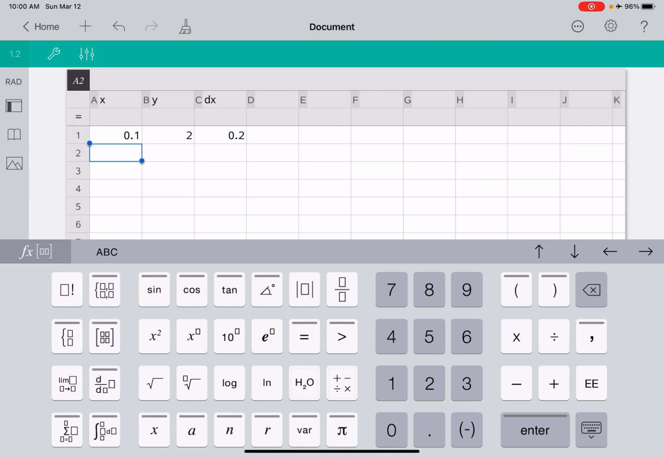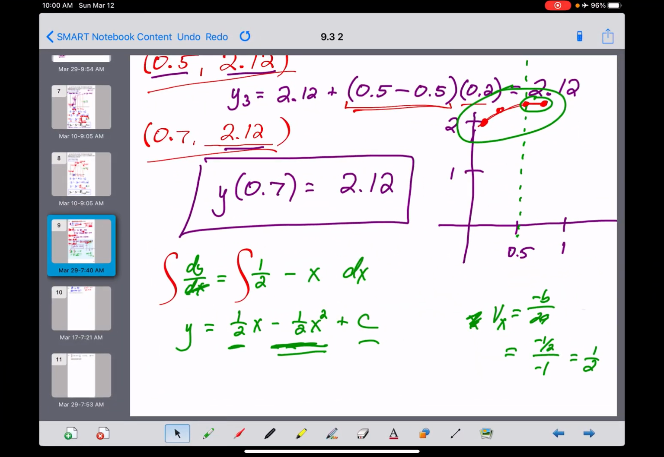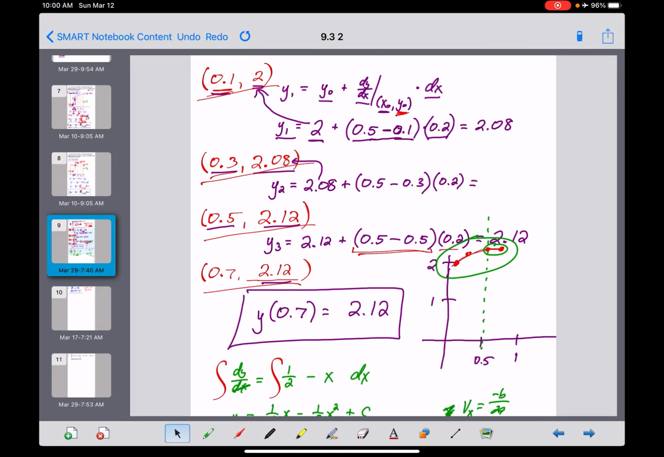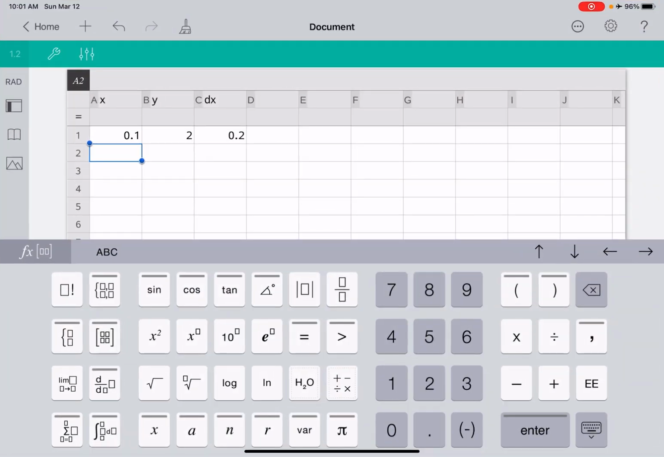What's going on in cell A2 now is going to be your next x-coordinate. Now, every one of us looked at this problem, and without any great difficulty, we said, oh, obviously, the next x-coordinate is going to be 0.3, and the next one is 0.5, and the next one is 0.7. Could I just type those numbers in manually? Of course I could, but what fun is that? Let's let the calculator do it for us so that on the next problem, we don't have to go back and retype all of those numbers.